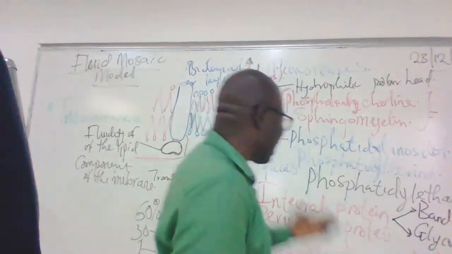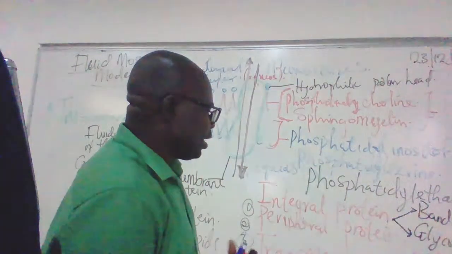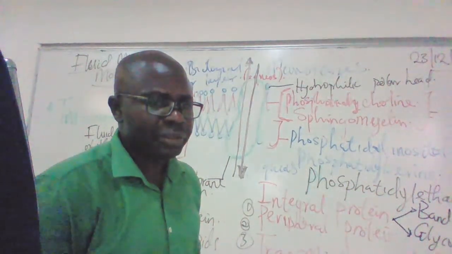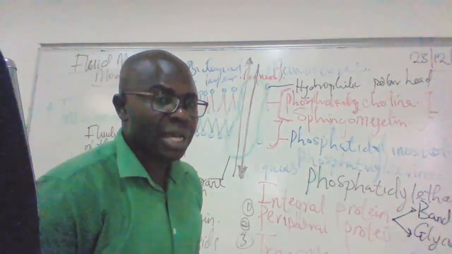Glycophorin is a typical example of an integral protein that makes up our biological membrane, especially in the red blood cells.